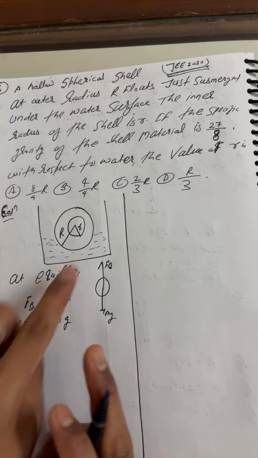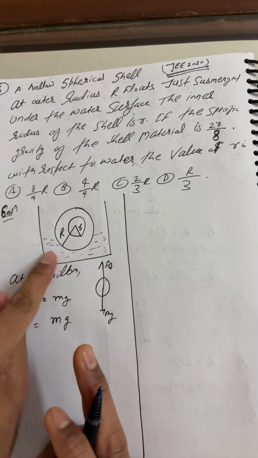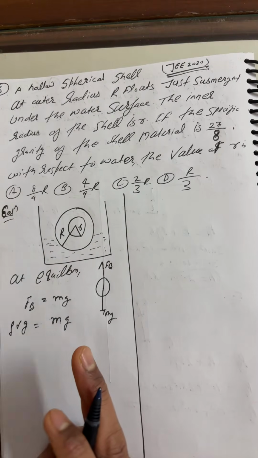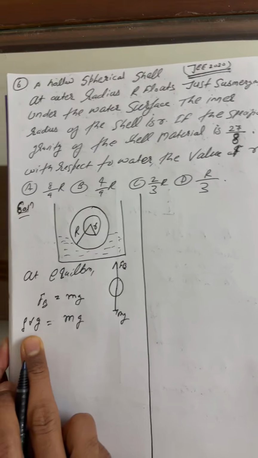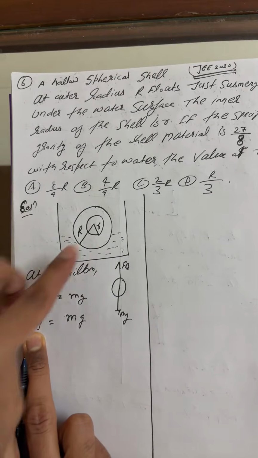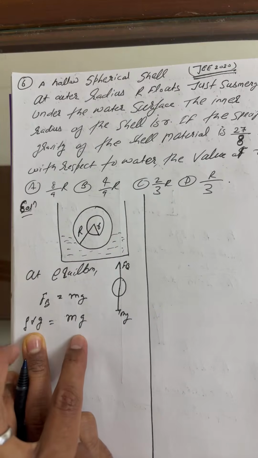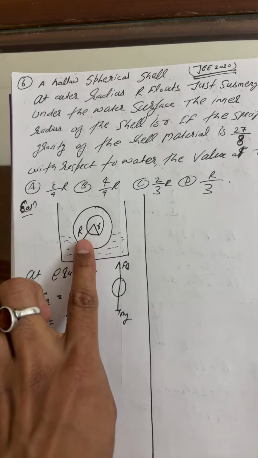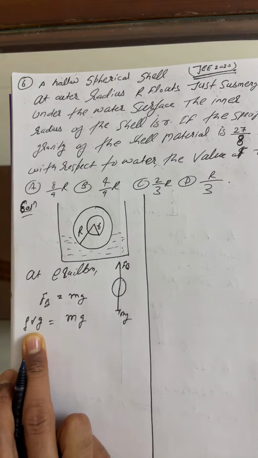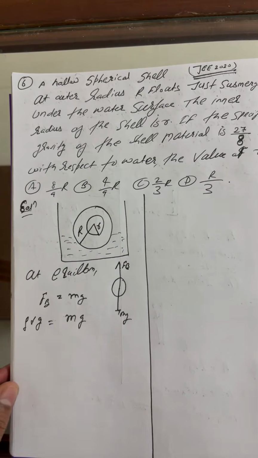Buoyancy acts on the entire outer part of the sphere, so for this volume you can take 4 by 3 pi R cube. And for the mass volume, we can say 4 by 3 pi (R cube minus r cube). A good point over here.